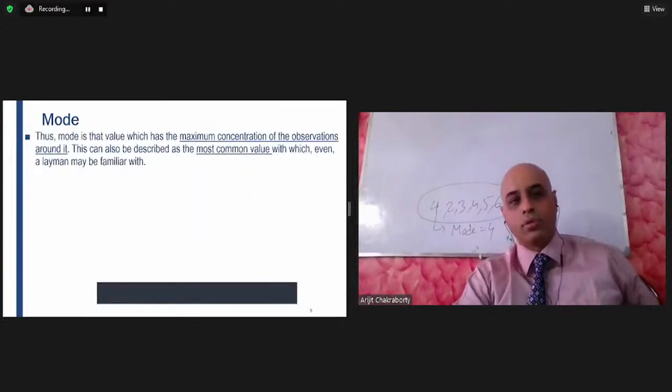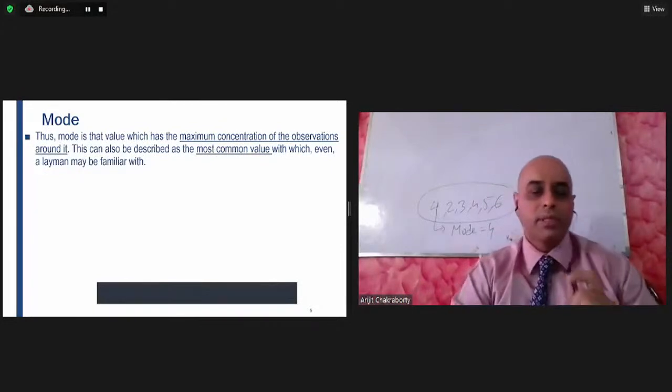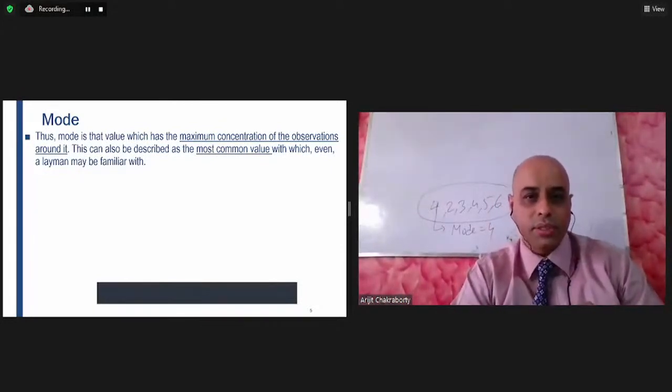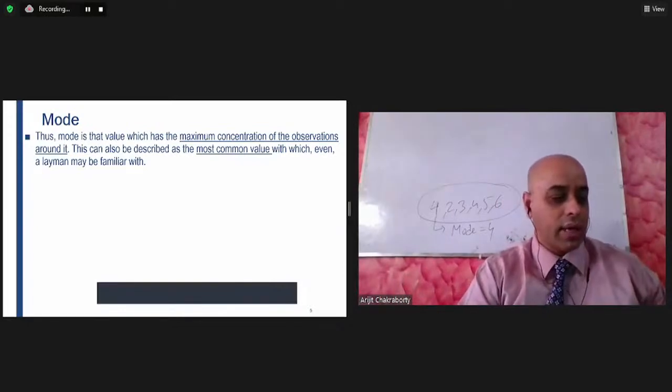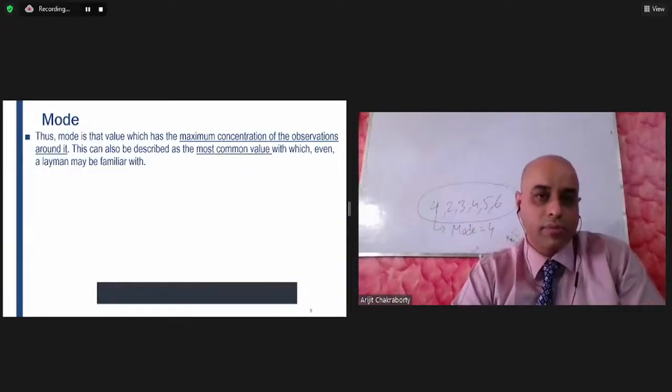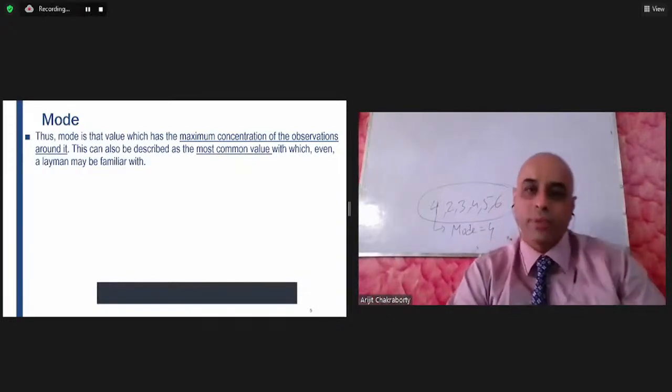Now let us look at mode. Mode means that value which has the maximum concentration of the observations. That means this is the most common value, and therefore mode deals with the number of frequency.